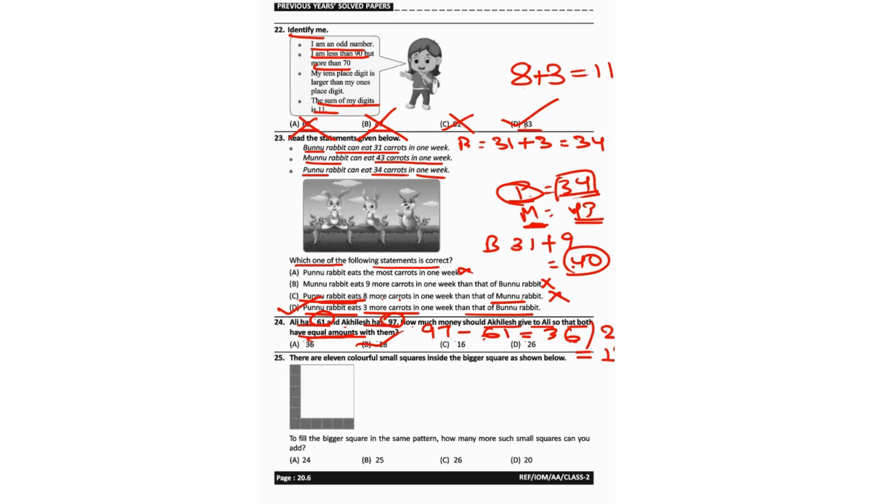Next, the last question for the worksheet. There are 11 colorful small boxes. 1, 2, 3, 4, 5, 6, 7, 8, 9, 10, 11. Okay, already existing. How many more should be given? How many more should be given in the bigger square? If you check this complete thing, this is a square. How many more such small squares can you add so that the square is completed?